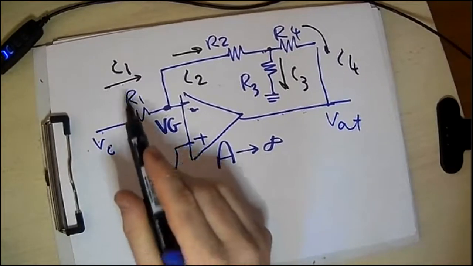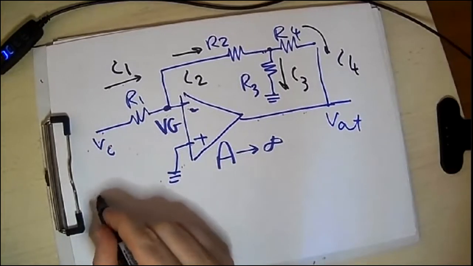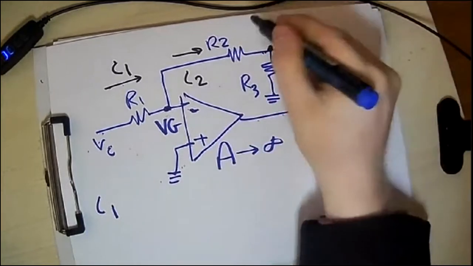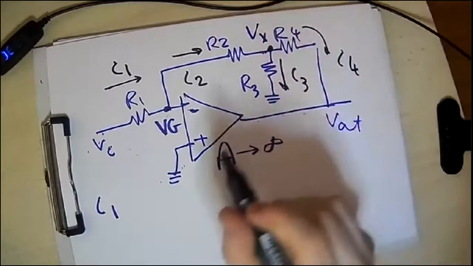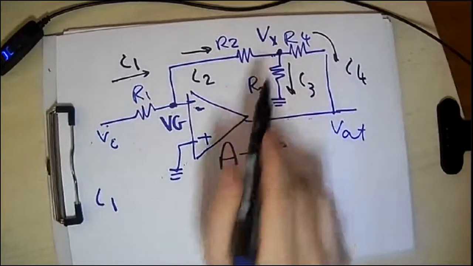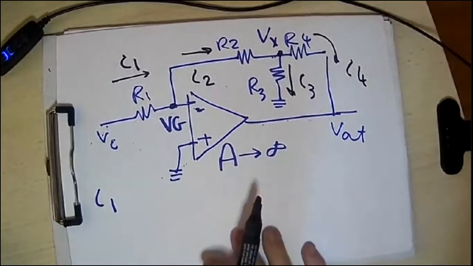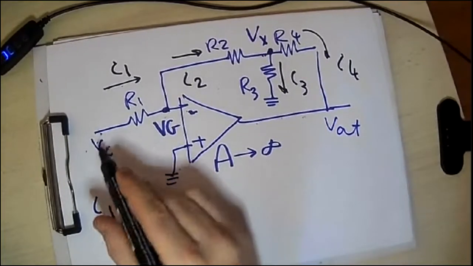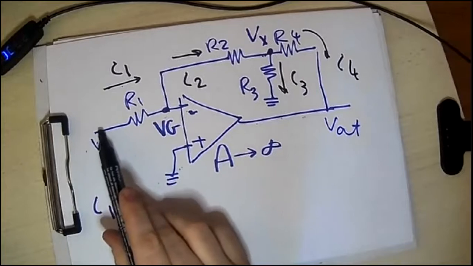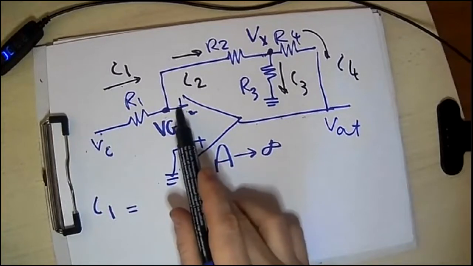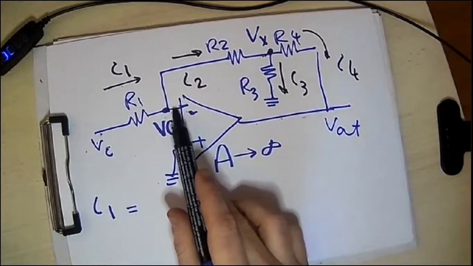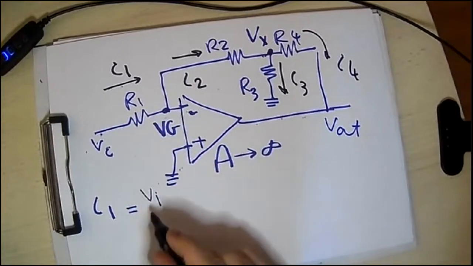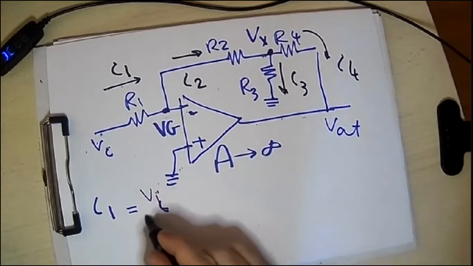So first, let's start with I1. We will need this point, so we will call it Vx, for example. It's an unknown, of course. I1 is equal to the input voltage, which is Vin, minus this voltage, which is virtual ground, so this is 0, over R1. So it's Vin over R1.